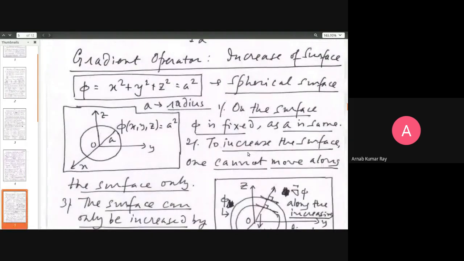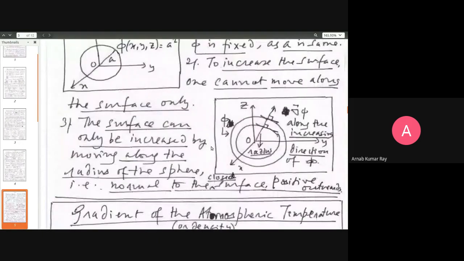Number two, the gradient operator. The gradient of phi will also point in the direction along which the surface is going to change at the fastest possible rate. So the surface can only be increased by moving along the radius of the sphere. That is normal to the closed surface, positive outwards. That is very important. The gradient of phi will always be pointing outwards. It's a positive function. Radius is a positive quantity.